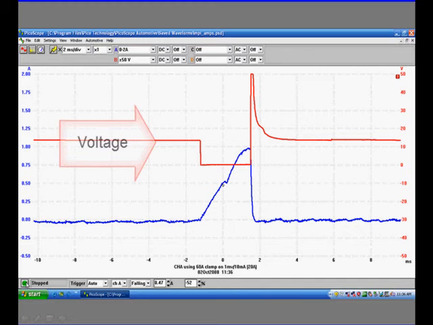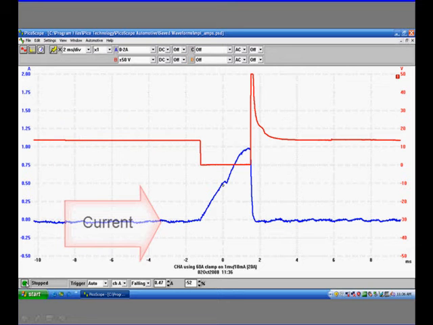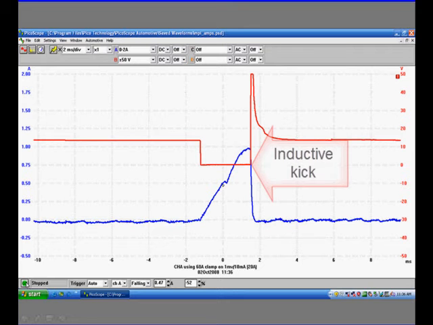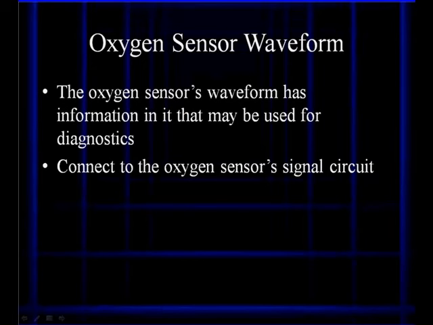And here we're just comparing the voltage injector waveform to the current injector waveform. And you can see that as the current starts to flow there in the blue, that's when the injector goes on. And when the current gets turned off, that's when the injector has its inductive kick.